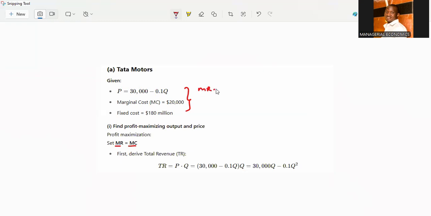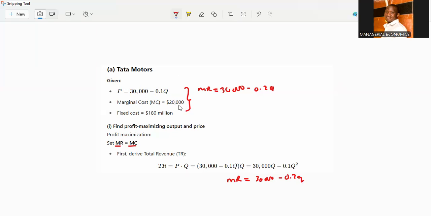So our marginal revenue will be what? 30,000 minus 0.2Q. Remember this? Or we can use the long cut. Price times quantity is your total revenue. So when you compute the price in there, you're going to have 30,000Q minus 0.1Q squared. To find our marginal revenue, we differentiate. So 30,000Q differentiated will be 30,000, and 0.1Q squared, when differentiated, will be 0.2Q. So this is our marginal revenue.